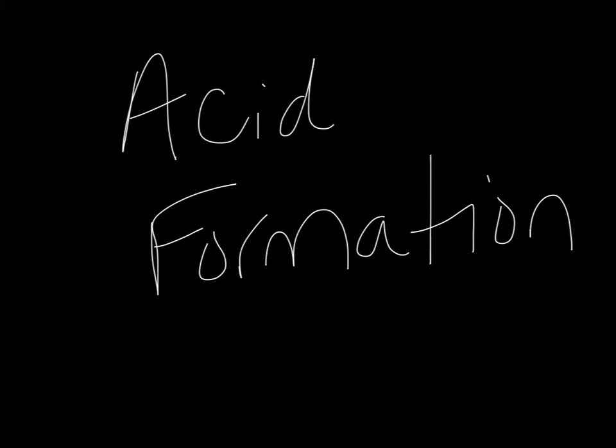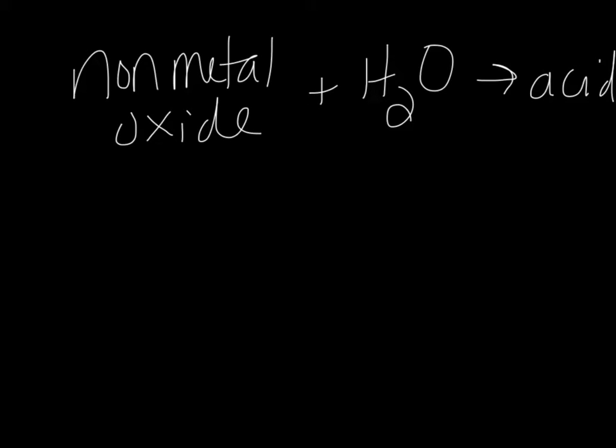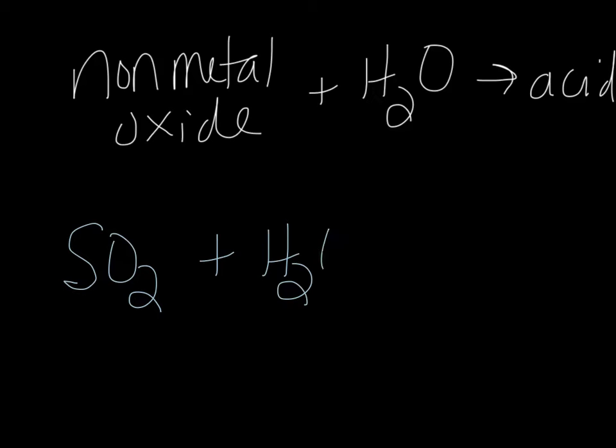This screencast will show you how acids are formed in the atmosphere. Acids are formed from a nonmetal oxide reacting with water to form an acid. So if we had some kind of pollutant such as SO2 reacting with water, we want to figure out what acid it's going to create.